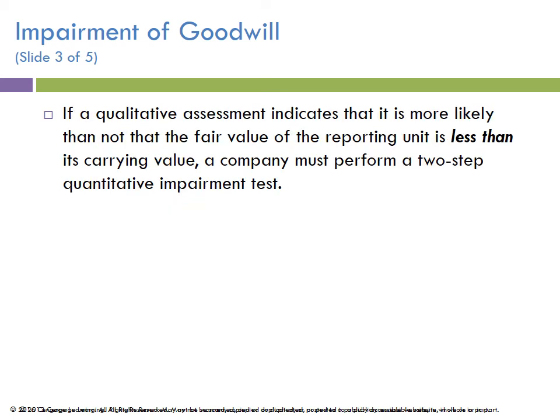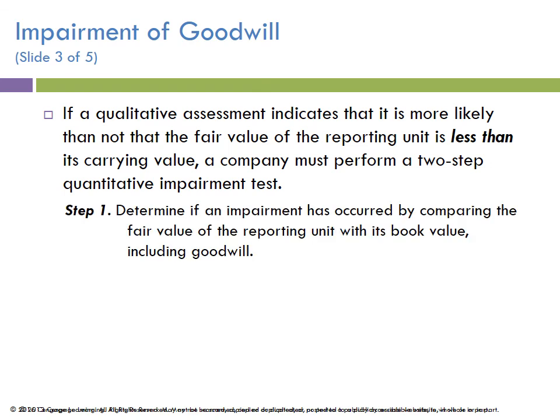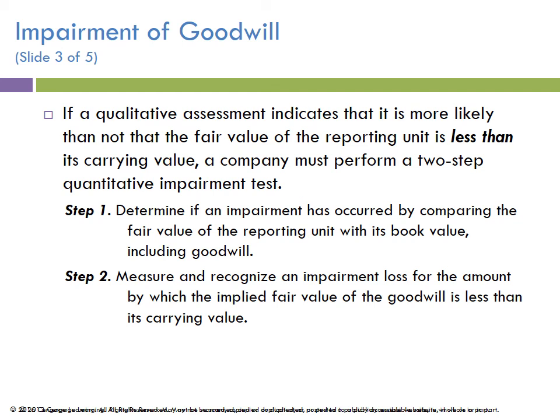If a qualitative assessment indicates that it's more likely than not that the fair value of the reporting unit is less than its carrying value, the company performs a two-step quantitative impairment test. The first thing they do is determine if an impairment has occurred by comparing the fair value of the reporting unit with its book value, including goodwill. Then measure and recognize an impairment loss for the amount by which the implied fair value of the goodwill is less than its carrying value. So you have to determine, well, if we sold the company today, what would have been the amount of goodwill that would have been paid? If that's less than carrying value, you have an impairment.